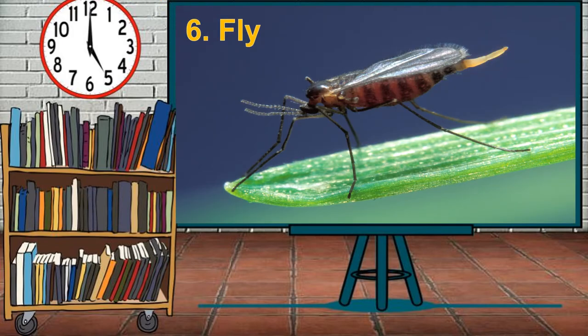Fly. Fly is another pest of tree crops. It lives on undersides of leaves, and it is a cousin of a white fly.